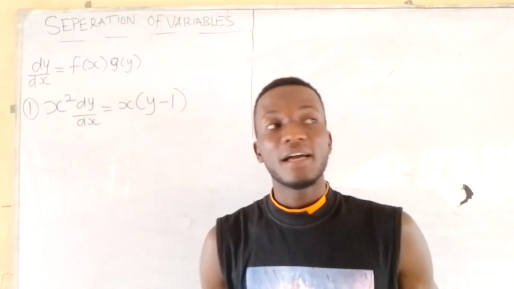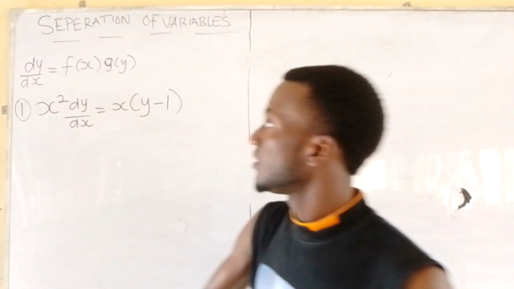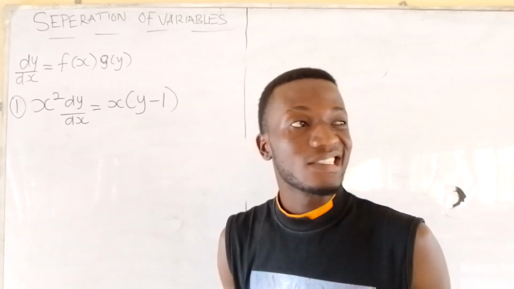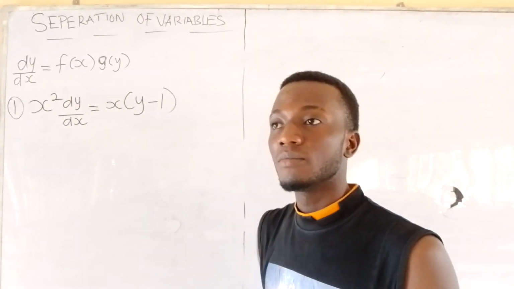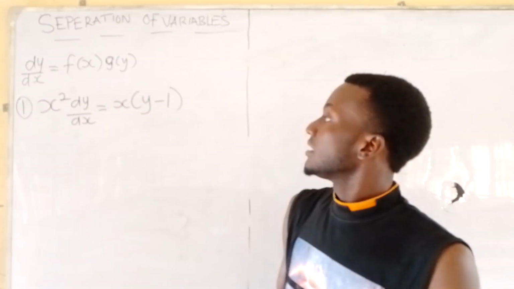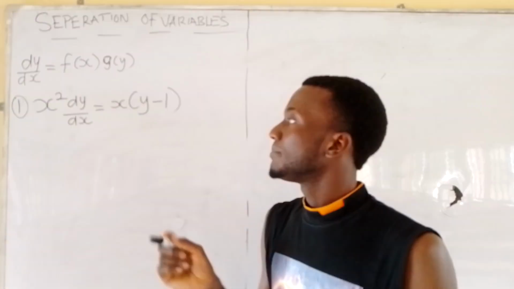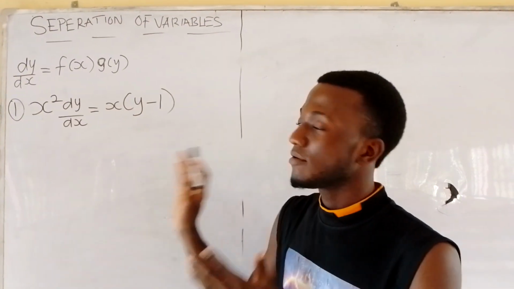Like the name implies, separation of variables. This implies that the equation or the question we have at hand is a multivariable one, having both x and y variables mixed together. We are asked to separate the variables in a way that x will be on its own and y will be on its own.